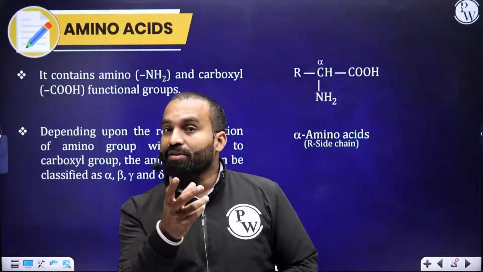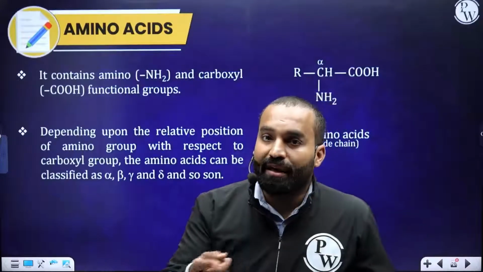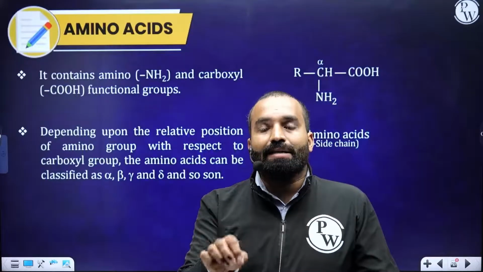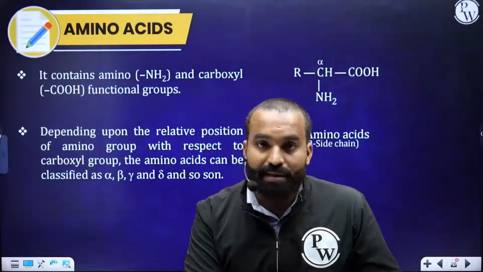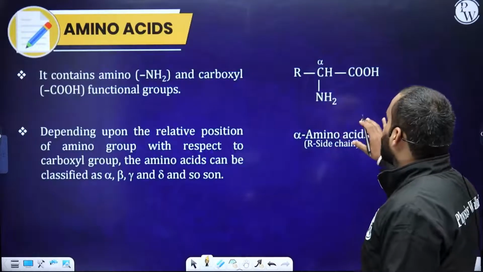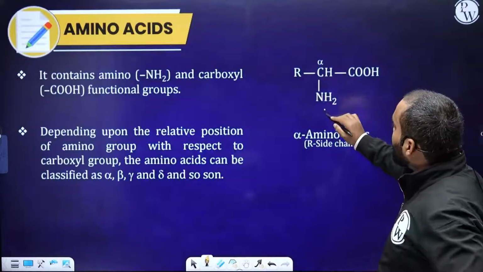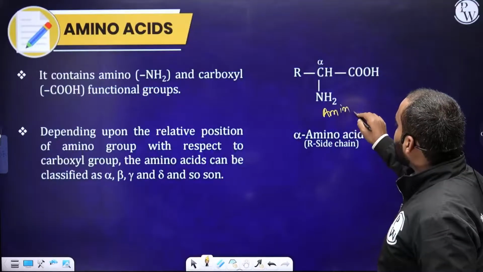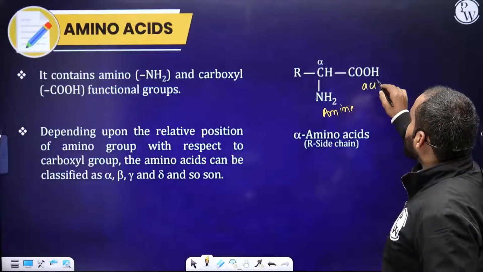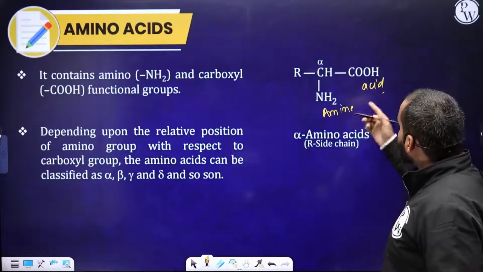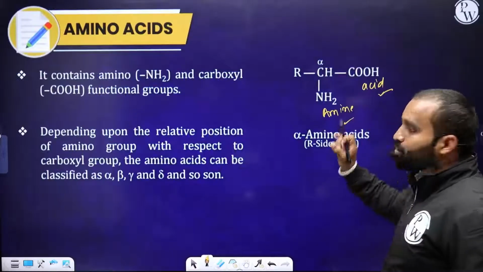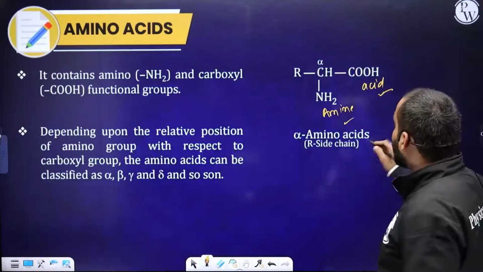Okay, now let's come to amino acids. As the name suggests, the molecules which contain an amino group as well as an acid group are amino acids. So the general structure would look like a molecule having an amine as well as an acid. Both groups are present. Sir, it looks like this is an acid, this is a base, so they should react with each other. Yes, they do react with each other.